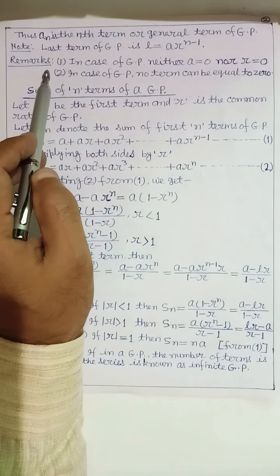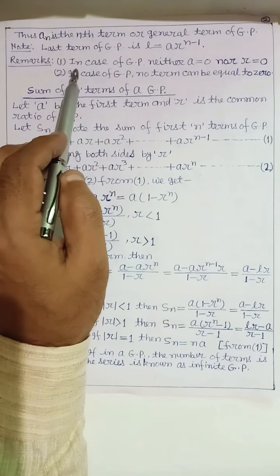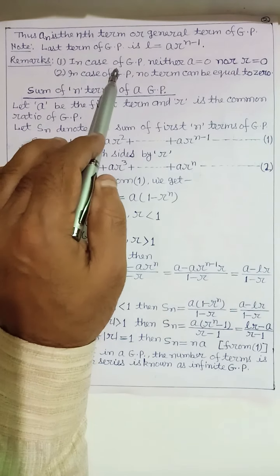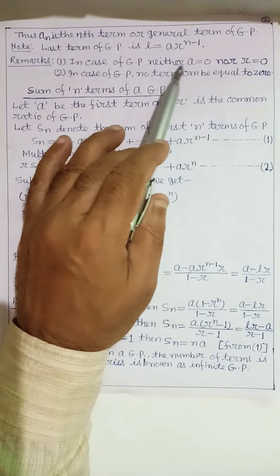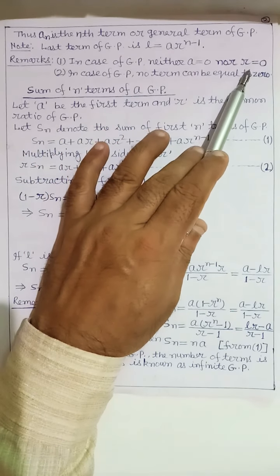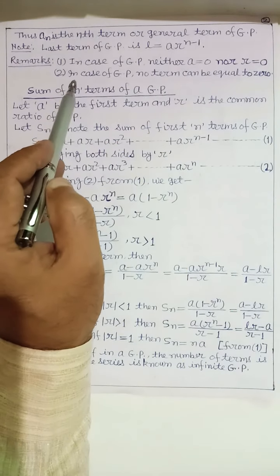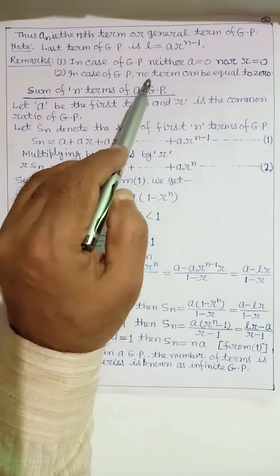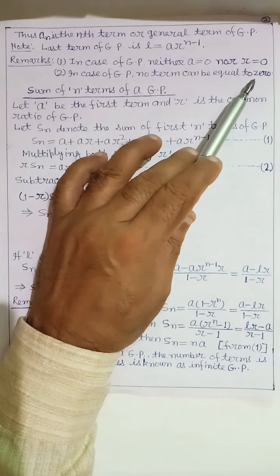Here some remarks. First, in case of geometric progression, neither A equal to 0 nor R is equal to 0. Second, in case of geometric progression, no term can be equal to 0.